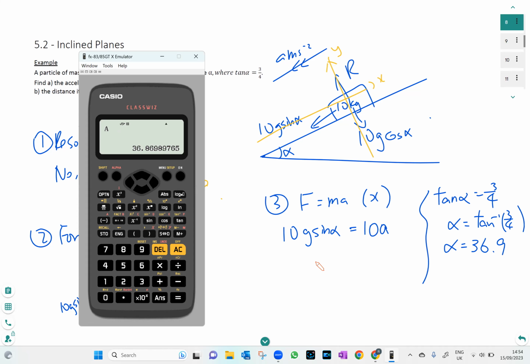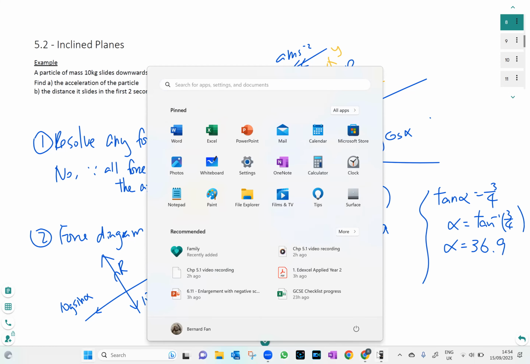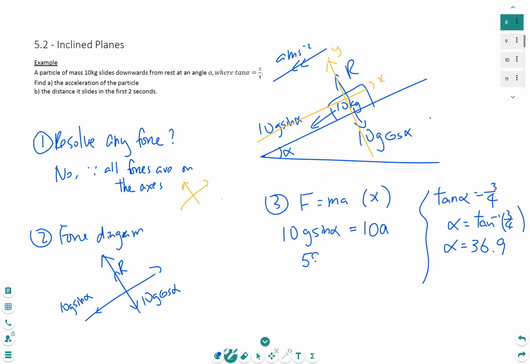So what I'll do in here is I can do 10g times sine alpha. So I'm going to put it in a calculator. 10 times 9.8 times sine. I'm not going to put alpha in, I'm going to put sine A equals 58.8. Now, if you don't use the full value, you won't get a clean value like I do, 58.8. So 58.8 equals 10A, divided by 10, 5.88 meters per second squared. That's the answer. Part B, find distance.